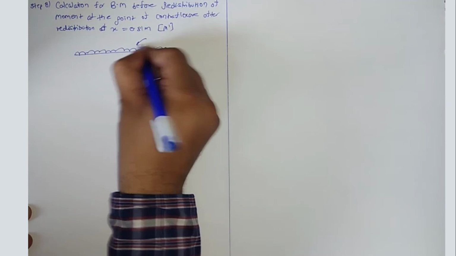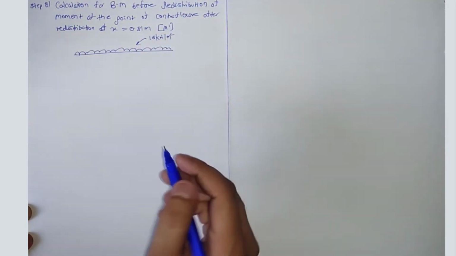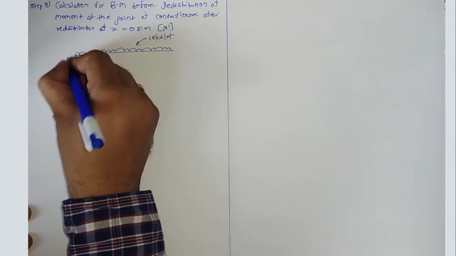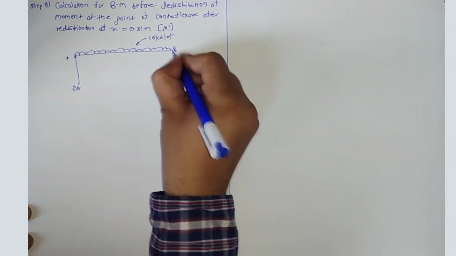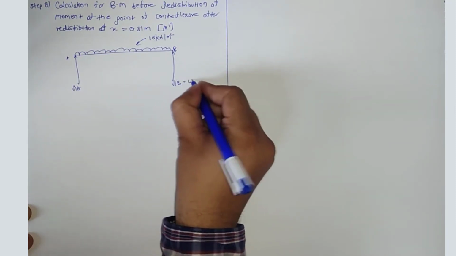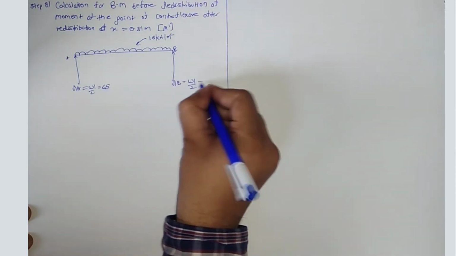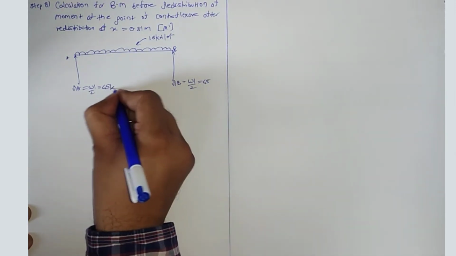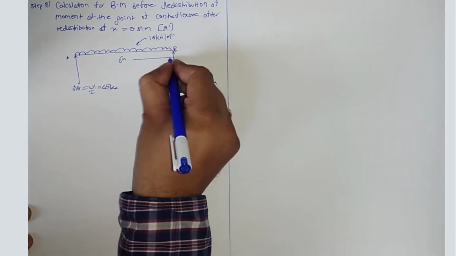Okay, this is given as 15 kilonewton per meter square. This is point A, which means you have a reaction at A. This is point B, which means you have a reaction at B. This is WL by 2, this is WL by 2. It is 45 kilonewton. This length will be 6.